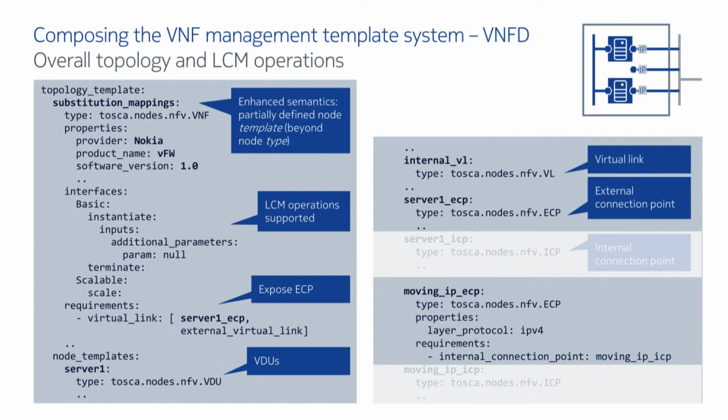Then in the requirements section, it says that it has to be connected to a network, at least this connection point, which we call the external connection point of the first server. It has to be connected to an external virtual link. This helps the orchestrator to connect the VNFs together. And for each connection point there is such a requirement.